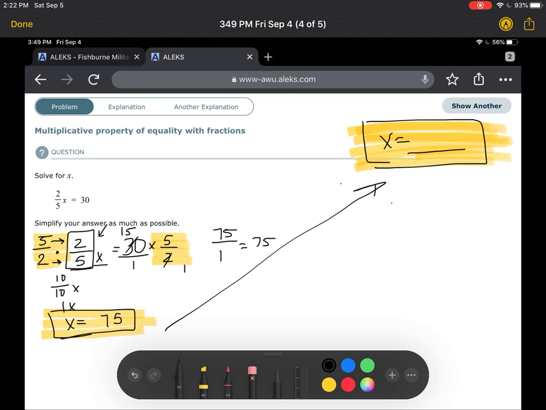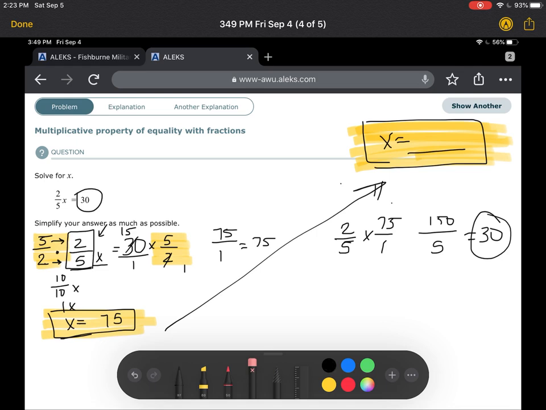X equals something. Now, if you're like me and you need to check to make sure that your answer is correct, because I'm paranoid like that, y'all, I will put that into my equation. So 2/5 times 75/1. 2 times 75 is 150. 150 divided by 5 is 30. And this equals that, so I know that my answer is right. So if you really just needed a way to check it, that's the way to check it. It's still really sloppily written, but that's fine.